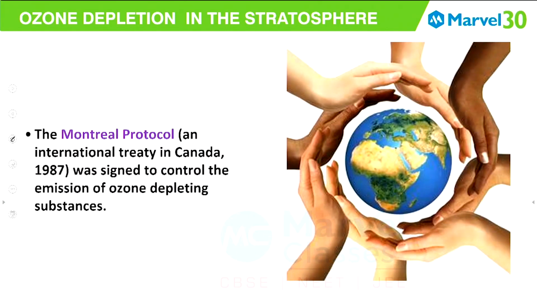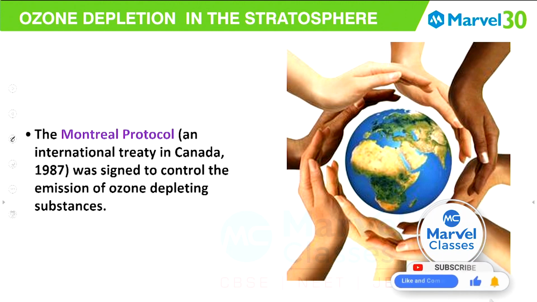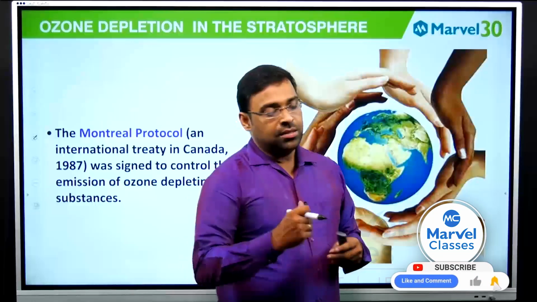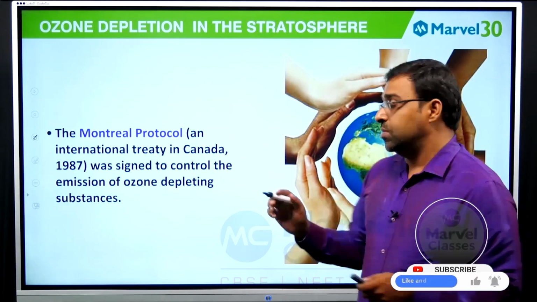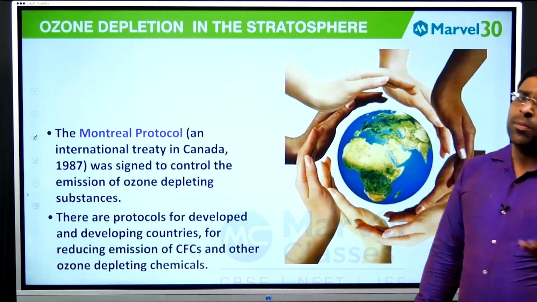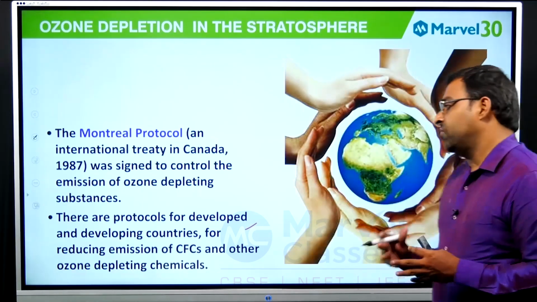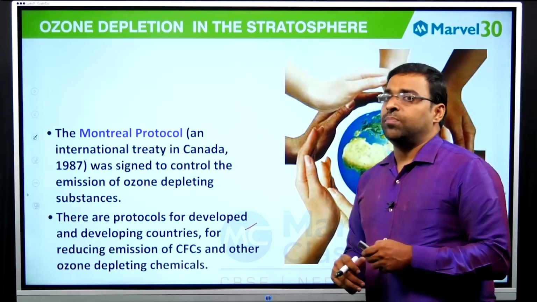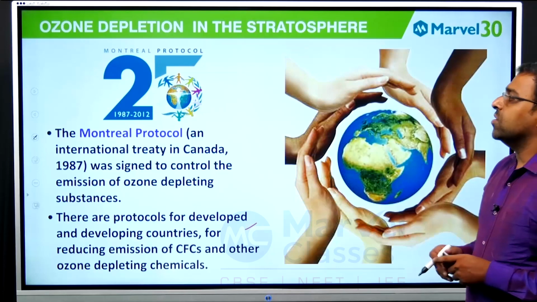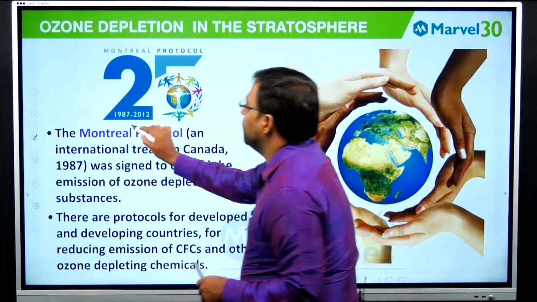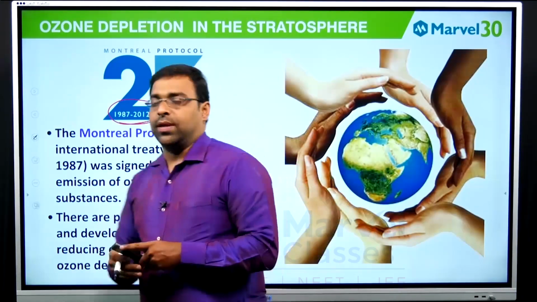In order to prevent all these things, in order to control all this chaos, there is a protocol called the Montreal Protocol, which was signed in the year 1987 to control the emission of ozone depleting substances. What is that? That is what I refer to as ODS, ozone depleting substances. The protocols were developed and the developing countries signed it for the emission of chlorofluorocarbons and other ozone depleting substances. Of course, it was 1987 to 2012.